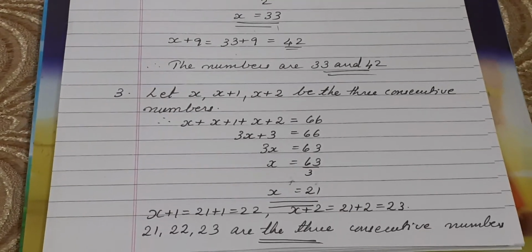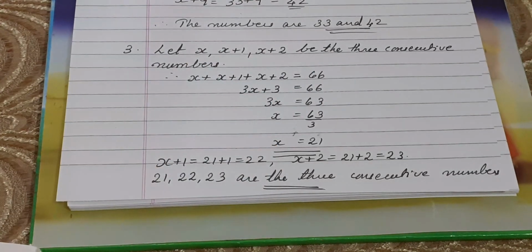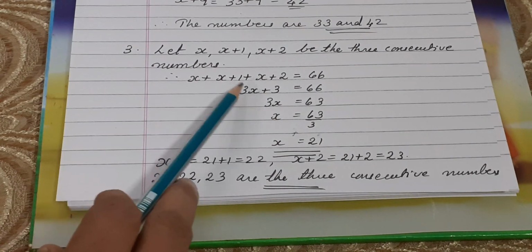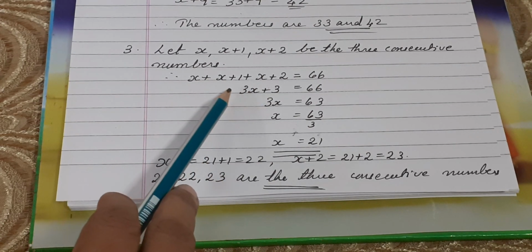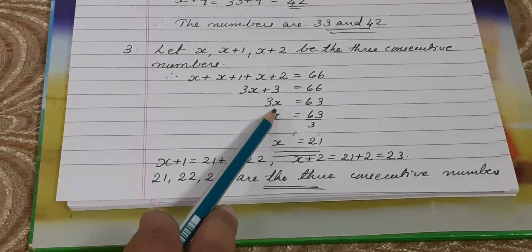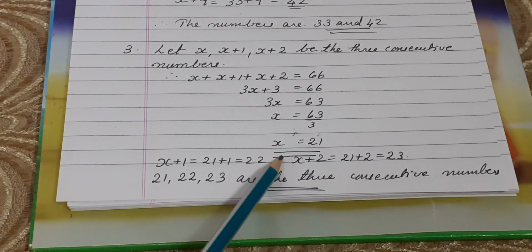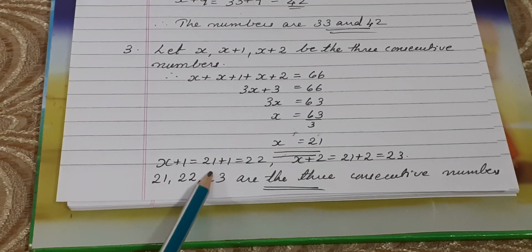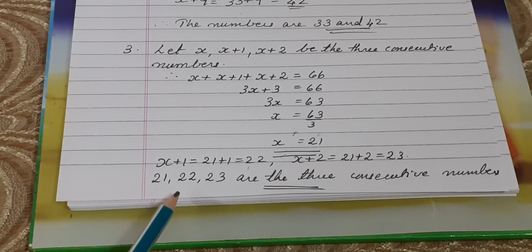First we have to choose the three consecutive numbers. Let x, x plus 1, x plus 2 be the three consecutive numbers. Then they said the sum of those three numbers is 66. So how can we write? x plus x plus 1 plus x plus 2 is equal to 66. From that we get 3x plus 3 is equal to 66. So 3x is equal to 63. x is equal to 63 by 3, x is equal to 21. Then x plus 1 is 21 plus 1, 22, and x plus 2 is 21 plus 2, 23. So 21, 22 and 23 are the three consecutive numbers.